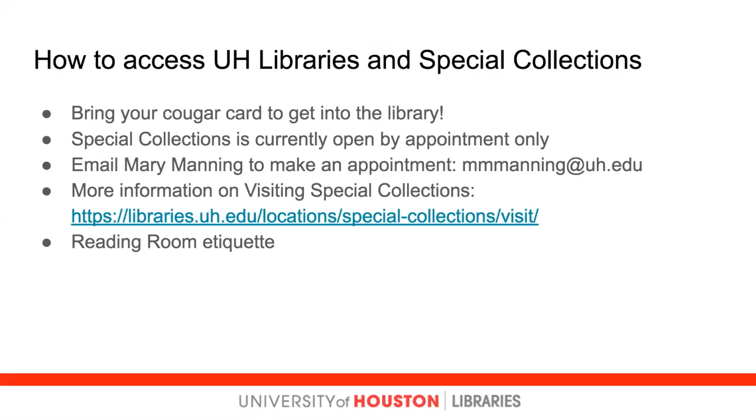Okay, so let's say you have searched the finding aids and the catalog for your research materials. You found some items that are not available online, and you want to come in and use them for your research. There's a few things that you'll want to know about how to access UH libraries and special collections. So first off, don't forget to bring your Cougar card to get into the main library. You will have to swipe your card to get through those new security gates that are in the lobby starting on September 20th.